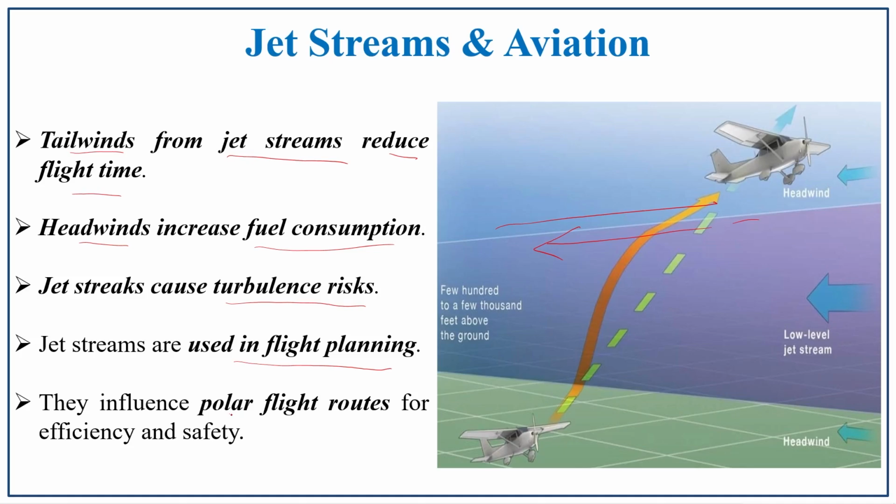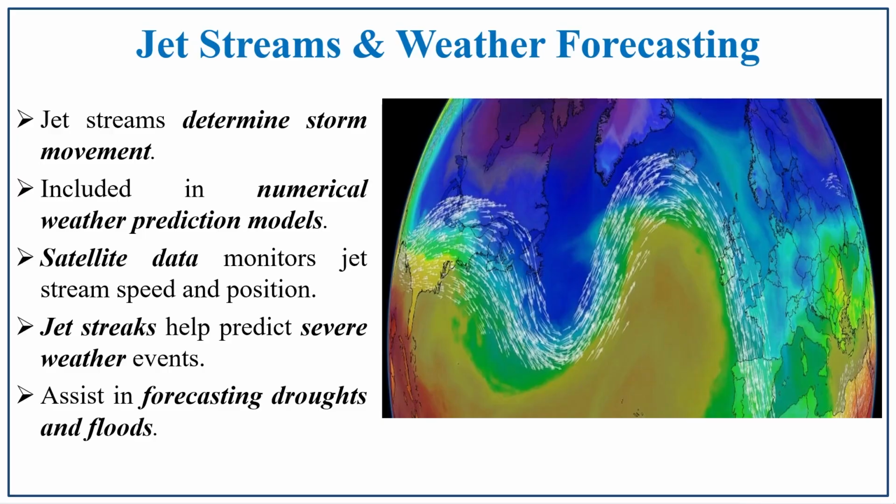They influence the polar flight routes for efficiency and safety. The polar flight routes have been mainly influenced for the efficiency of aviation. Jet streams and weather forecasting: the jet stream determines the storm movement. So all the paths have been identified because of the jet stream.